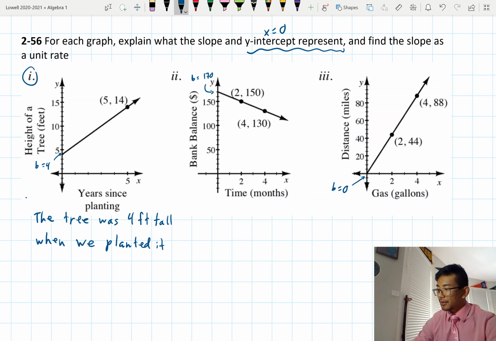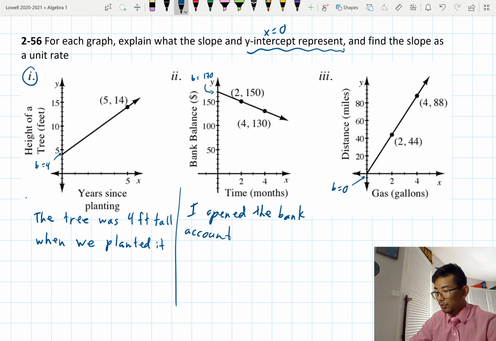Our bank balance here is on the y-axis, and the time in months is on the x-axis. So we can maybe imagine that you started off with some amount of money in your bank account, and then every month you spend some money. So if that's the case, I could say that I opened the bank account with $170, because dollars is what's on the y-axis here.